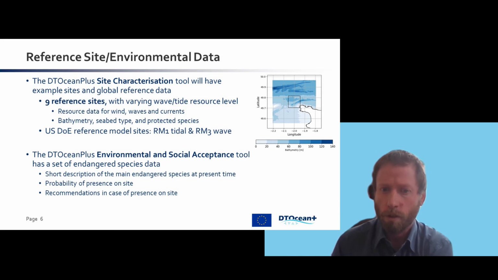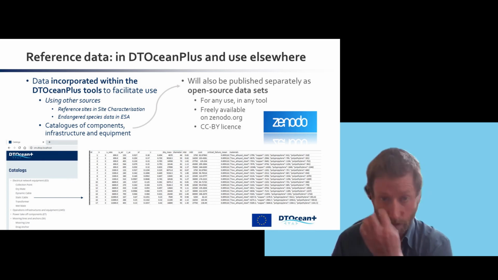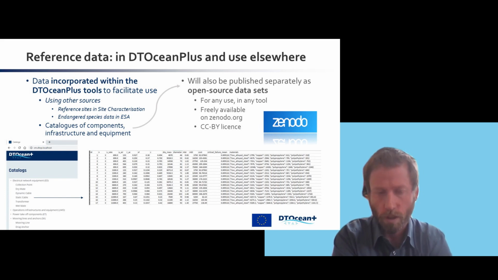This comprises a short description of the main endangered species at the present time, the probability of presence on site, and some recommendations in case of presence on site. So the reference data is included both in DTOceanPlus and for use elsewhere. We have the reference sites from other sources in site characterization and endangered species in environmental and social acceptance. And we have catalogues of components of infrastructure and equipment.